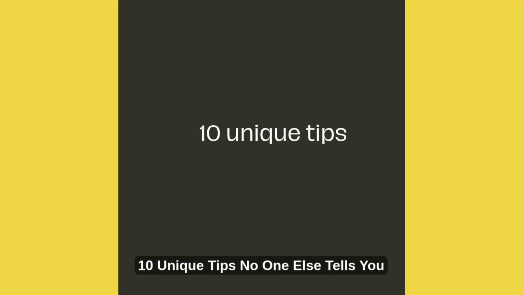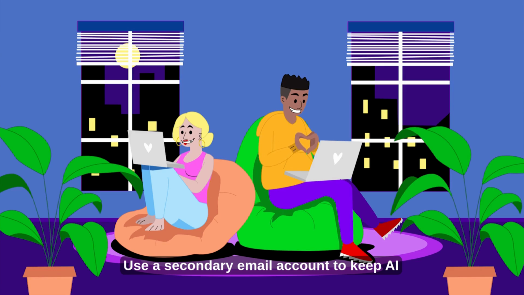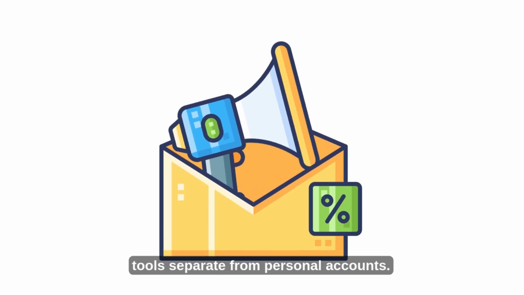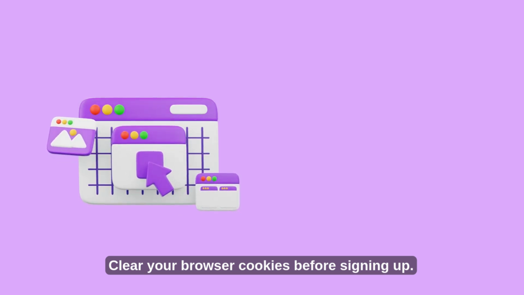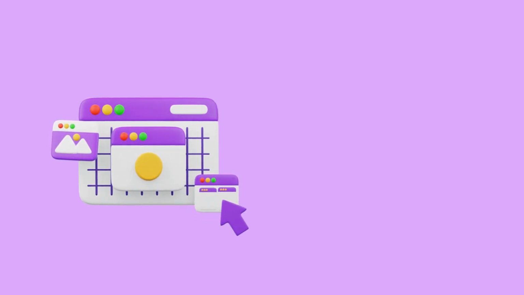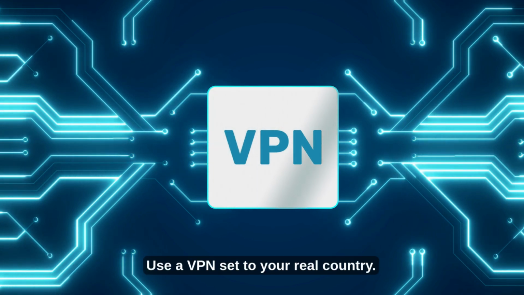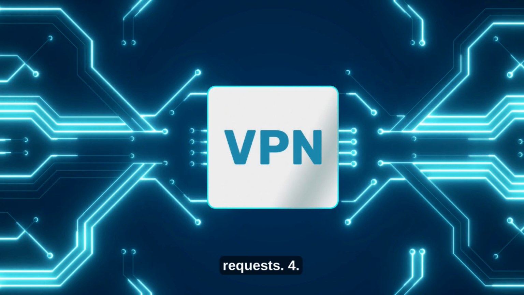Section 4. 10 unique tips no one else tells you. Here are 10 insider tips that most people never hear about. Number 1. Use a secondary email account to keep AI tools separate from personal accounts. 2. Clear your browser cookies before signing up. It reduces verification triggers. 3. Use a VPN set to your real country. Mismatched locations often cause verification requests.